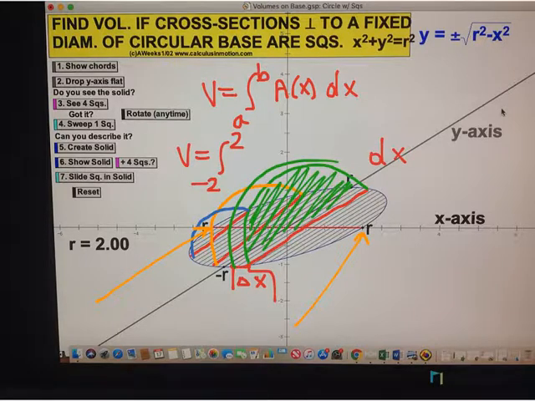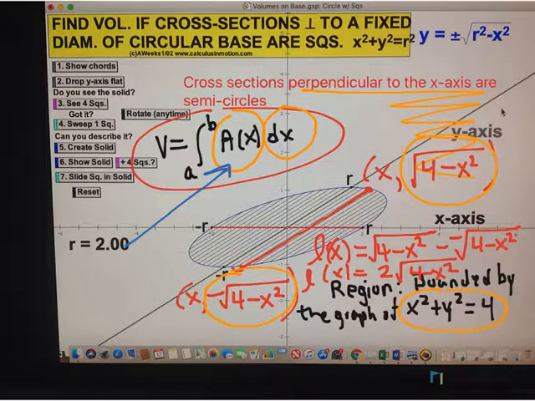So how do you find the area of a semicircle? Well, you find the area of a circle and divide by 2. And how do you find the area of a circle? It's pi r squared, and then divide by 2 to find the area of a semicircle. So that's what we need to do. And when we've done that, we'll have our integrand, A of x, and we'll be done with our problem.